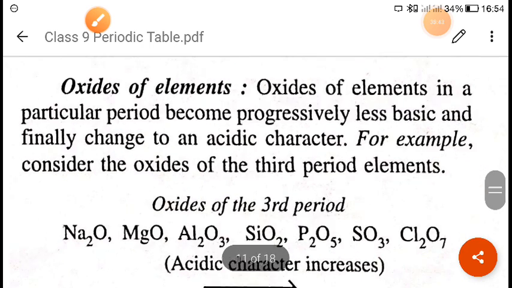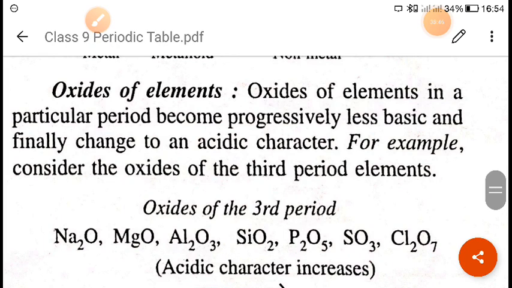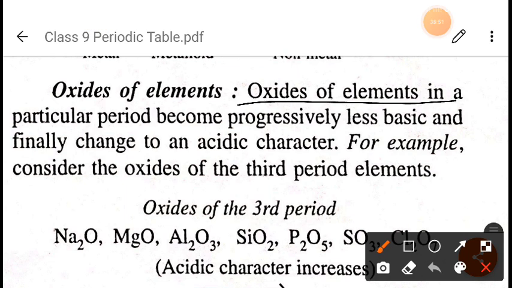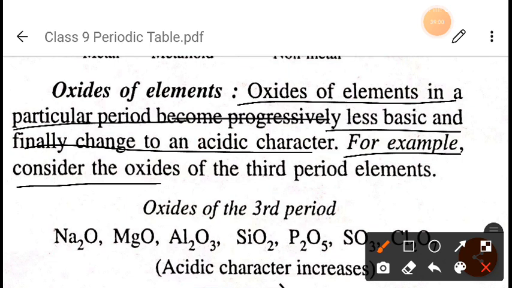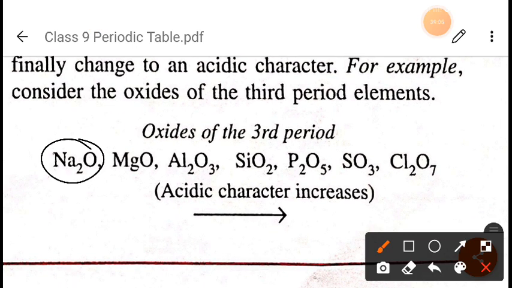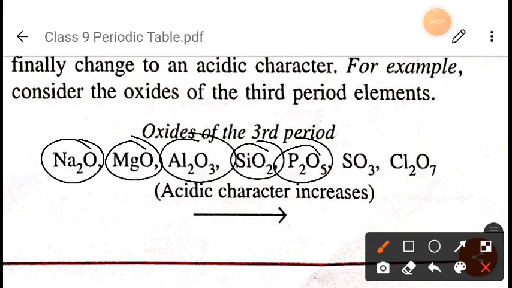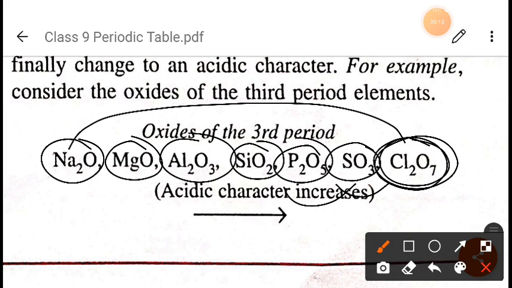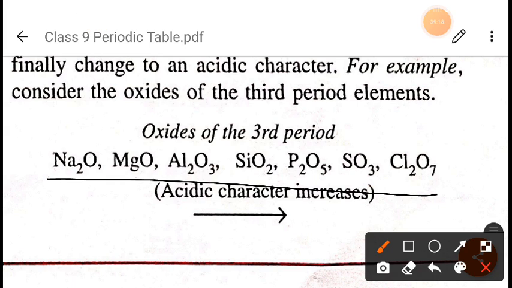Now again, oxides, as we have already discussed. Oxides will go on changing progressively. Oxides of elements in a particular period become progressively less basic and finally change to acidic character. For example, consider the oxides of the elements of the third period. As you can see, the acidic character increases. This one is more acidic than the previous one, and so on, as we are moving from left to right across the period.